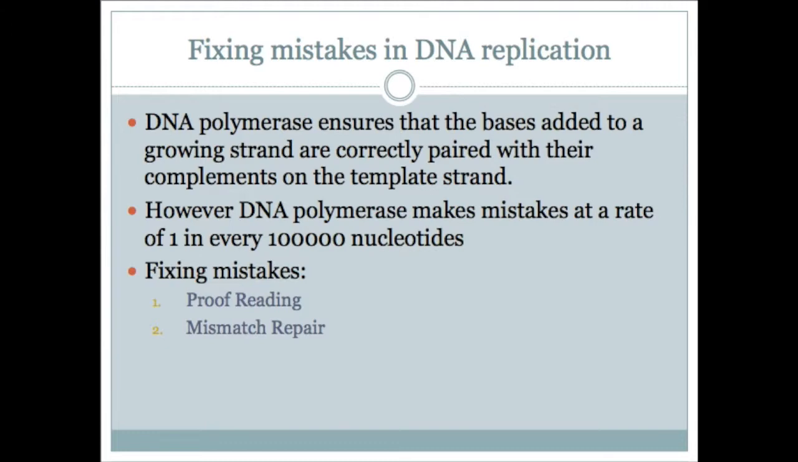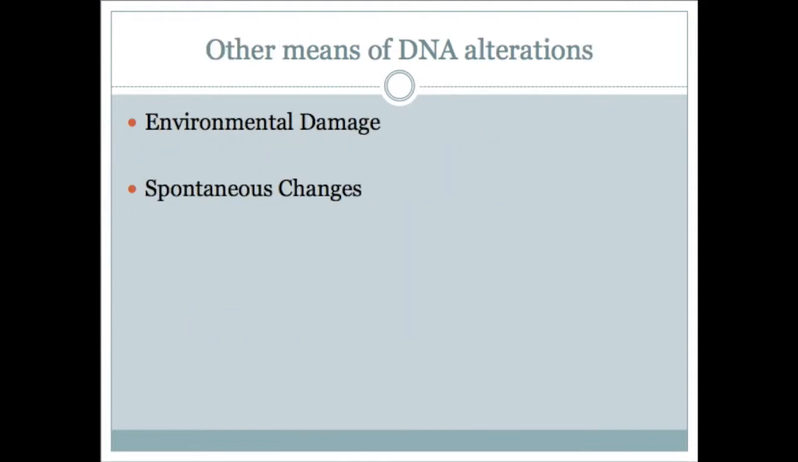Fixing mistakes. Proofreading is the ability of DNA polymerase to remove and replace incorrectly paired nucleotides in the course of replication. Mismatch repair processes correct mismatched nucleotides in DNA after replication has been completed. Enzymes excise incorrectly paired nucleotides from the newly synthesized strand and use the original nucleotide strand as a template when replacing them. Other means of DNA alterations. Environmental damage and spontaneous changes. Spontaneous refers to the fact that changes occur in the absence of chemical, radiation, or other environmental damage.